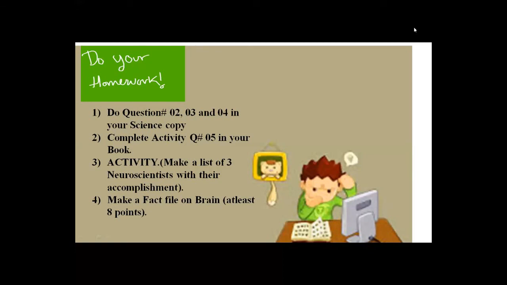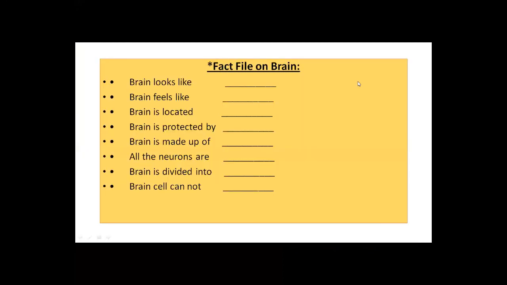You can make the fact file like this. I will share the fact file with you. Fact file on brain. You can see the fact file on brain just like you copied in your science copy. One, how the brain looks like, one word answer. Brain feels like, one word answer. Brain is located, one word answer. Brain is protected by, one word answer. Brain is made up of, all the neurons are. Brain is divided into, and brain cells cannot. I hope you can do it.